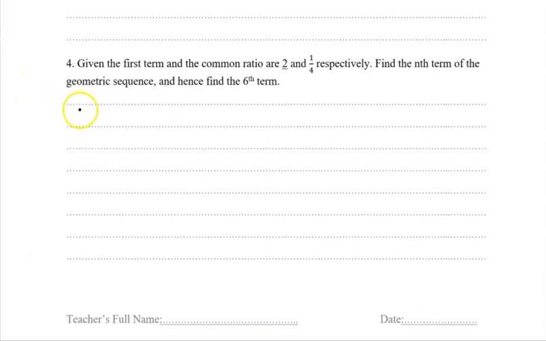Question 4. Given the first term and the common ratio are 2 and 1 over 4 respectively, find the nth term of the geometric sequence and hence find the sixth term. So geometric sequences have a formula as well, and that is un equals ar to the power of n minus 1. Now un just means nth term, and the a over here represents the first term. r represents the common ratio.